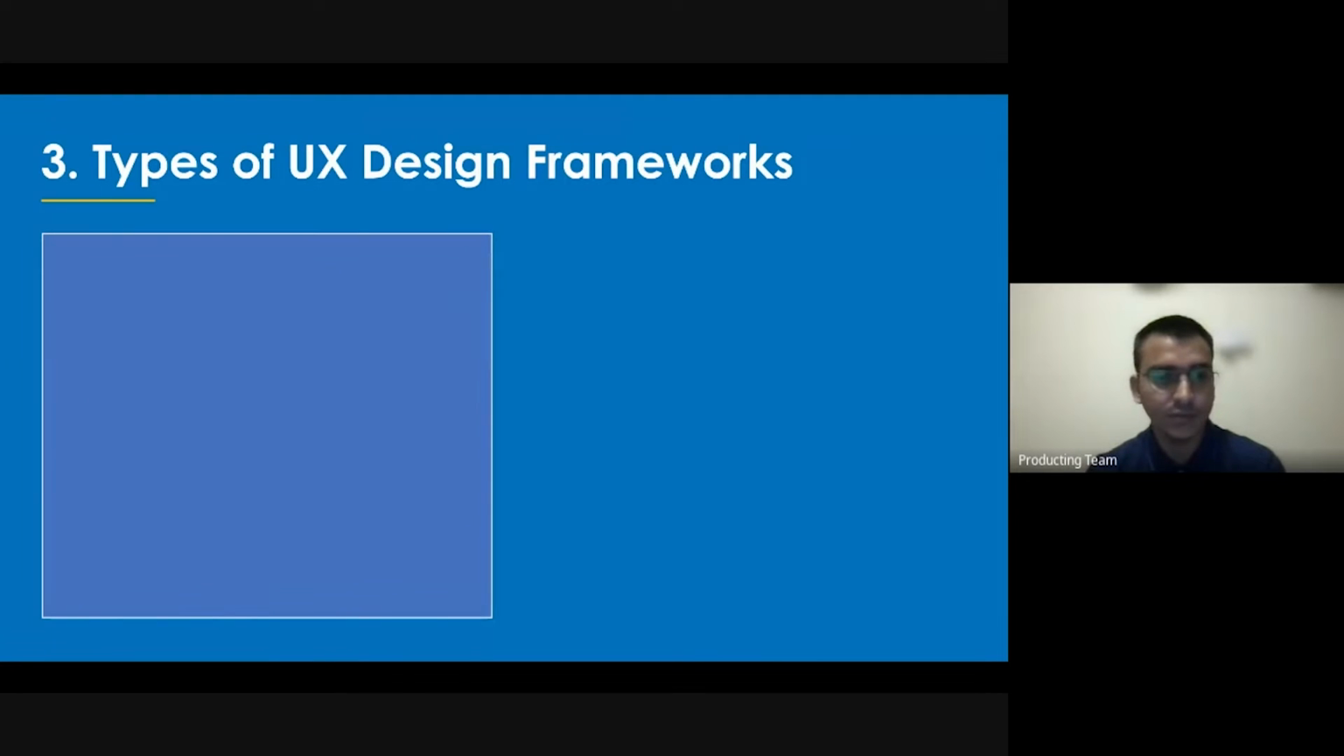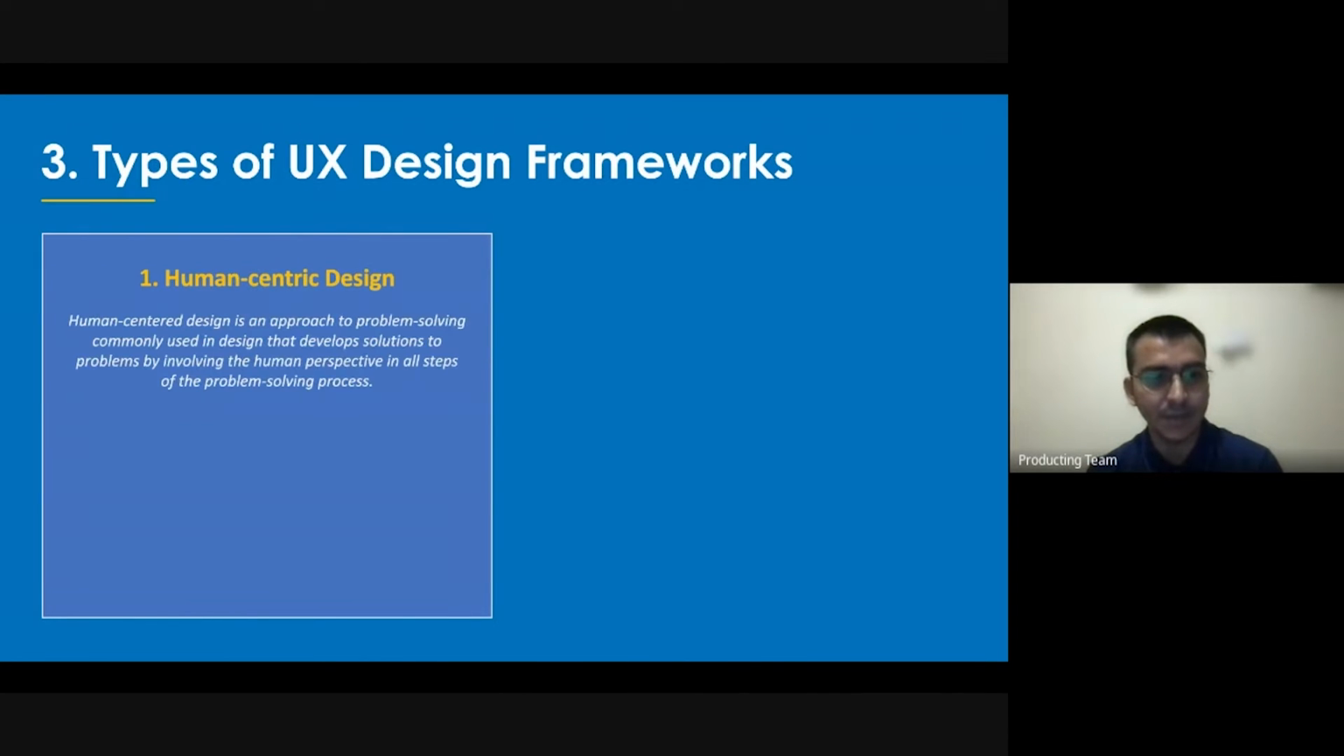The first is human-centric design. Human-centric design is an approach to problem solving, commonly used in design, that develops solutions to problems by involving the human perspective in all aspects of the problem-solving process. What we do in this process is keep the human in all the steps we do, in all the processes we follow to solve the problem. So we keep the human in the center. That's why it's called human-centric design. Everything revolves around the human.